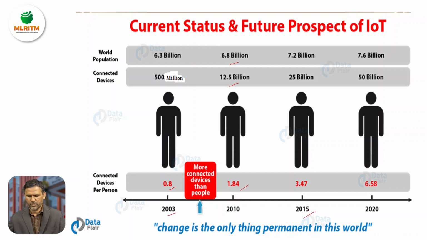In 2015, world population was 7.2 billion, connected devices were 25 billion, and connected devices per person 3.47. In 2020 onwards, world population is 7.5 billion, connected devices are 50 billion, and connected devices per person are 6.58.